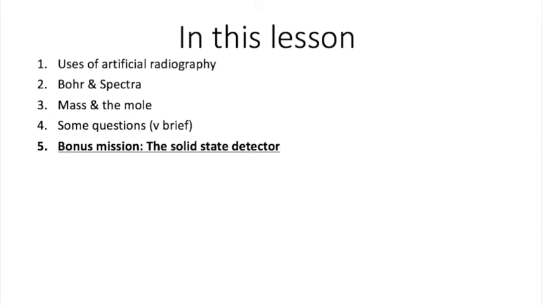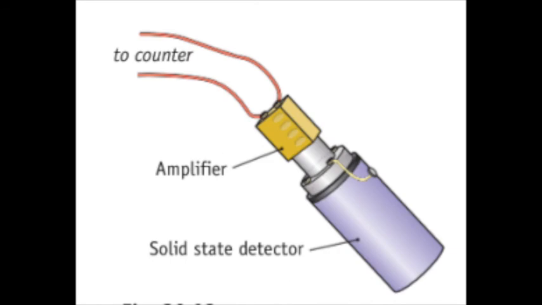So this last section is kind of optional. We've already looked in detail at the Geiger-Müller tube, but just so you have an idea of how the solid state detector works, and also as a little revision of semiconductors.